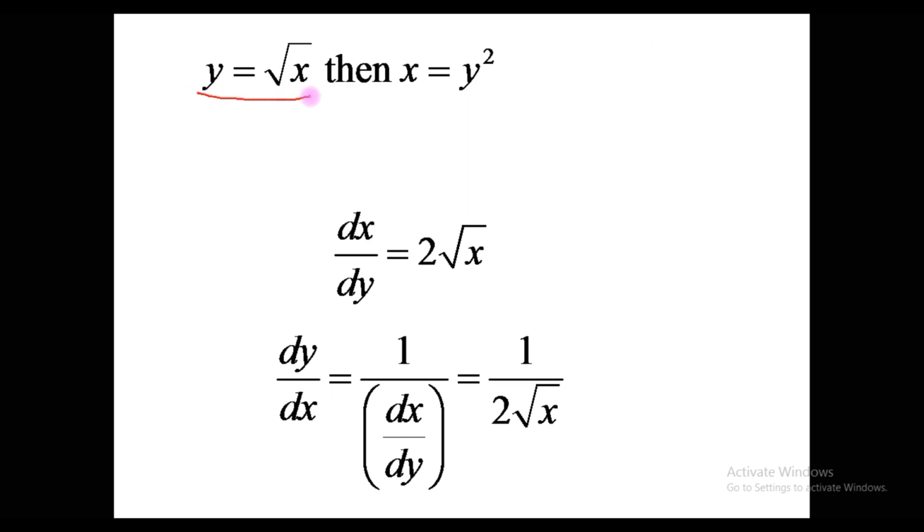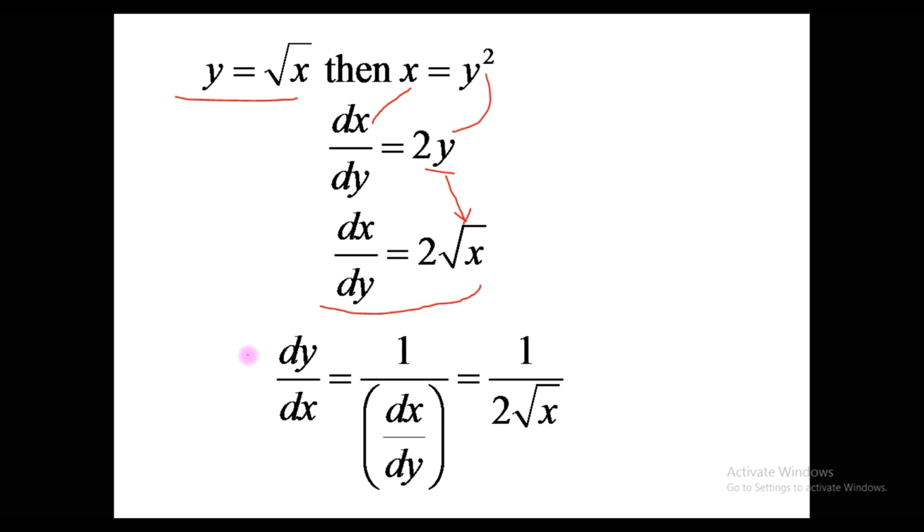Now y is equal to root x, then x can be written as y square. Derivative of y square is 2y, and the derivative of this with respect to y is dx by dy. So derivative of y square is 2y, and what is y? y is nothing but root of x. So replacing y by root x, what we get is 2 root x. So this is dx by dy. Now finally what I find is dy by dx, which is equal to 1 upon 2 root x. Okay, thank you.